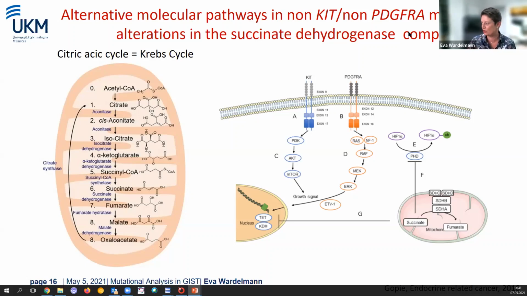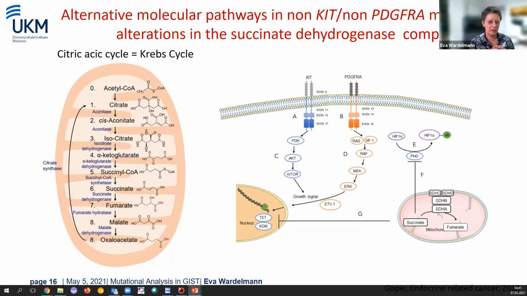So SDH complex. And this SDH complex sitting here in the wall of the mitochondrium, if this is not working anymore, then we've got a succinate accumulation, first in the cytoplasm, then moving to the nucleus and modifying the gene expression profile of the cell. And this facilitates the development of a GIST.